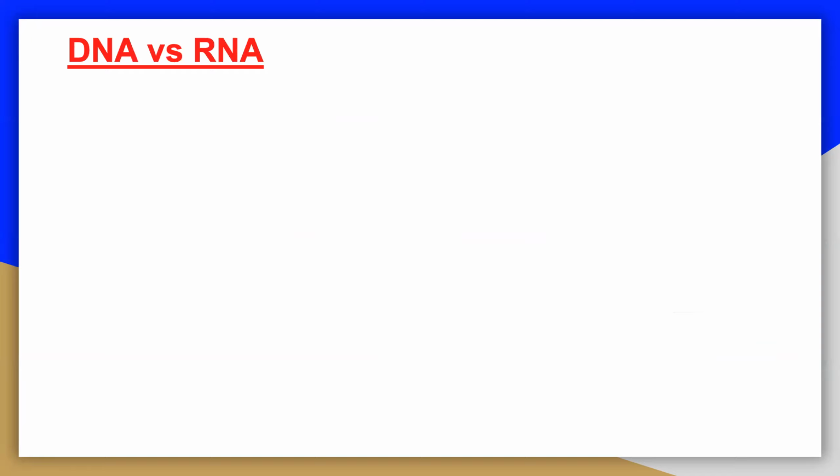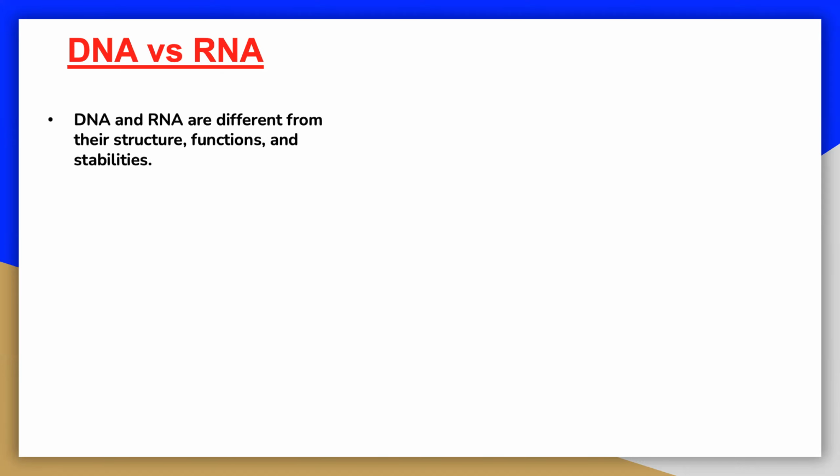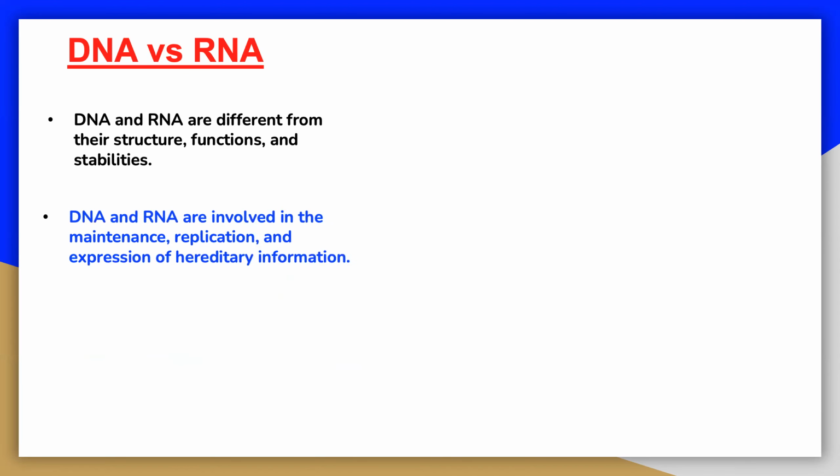Today we will be talking about the differences and similarities between DNA and RNA. DNA and RNA are different in their structure, functions, and stabilities. They are involved in the maintenance, replication, and expression of genetic information.